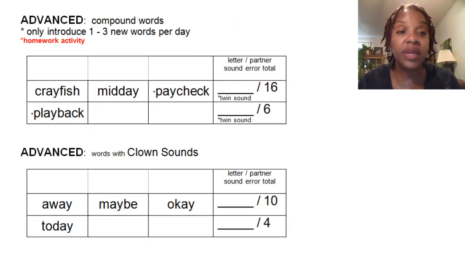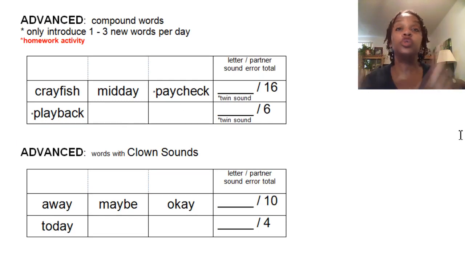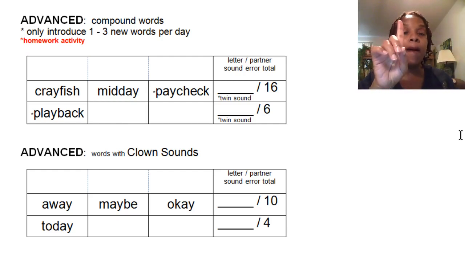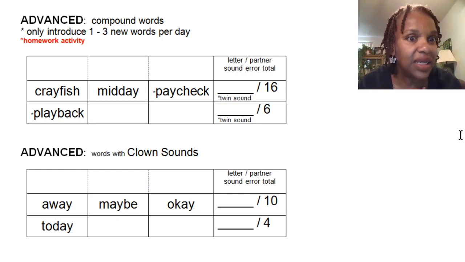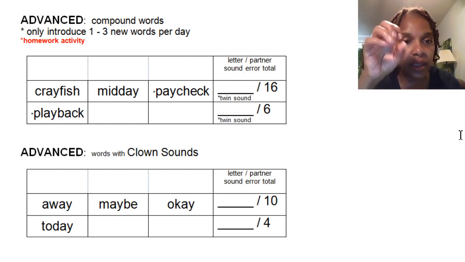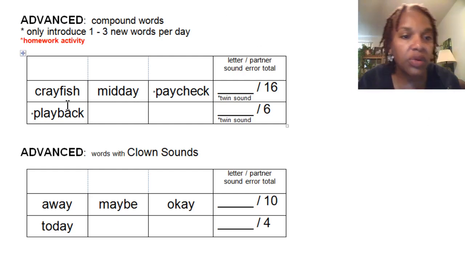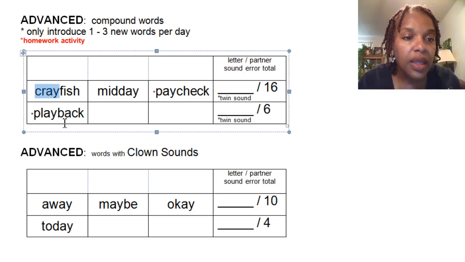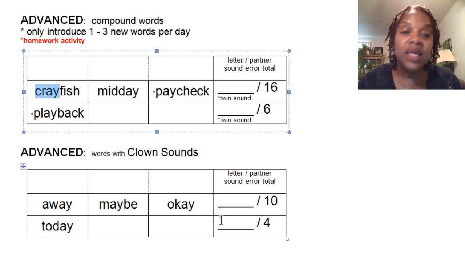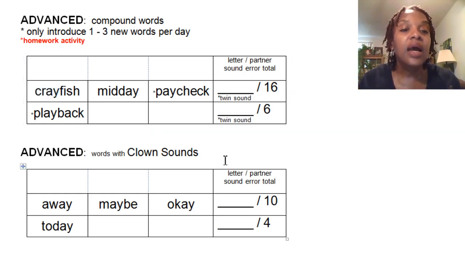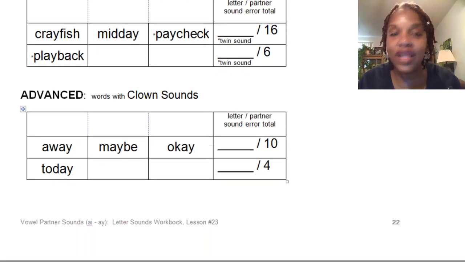So again, this is more homework activity. These words feature compound words. And remember, a compound word is 2 small words squished together to make one big word, one word that looks like it's big, but it's not. So you're just going to break down. You're going to look for the first word, and then you're going to sound out the second word. So like in this one, the first crayfish. All right. So again, these are words that have clown sounds that we went over already. All right. So you're going to use this. You're going to practice, practice, practice, and you're going to use each word in a sentence.